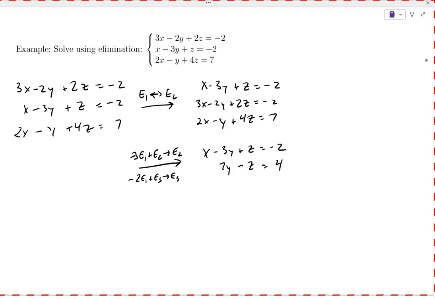Let's do the next one. Negative 2 times the x is negative 2x plus the 2x is 0. We're rigging it so that makes the x go away, right? Negative 2 times negative 3 is 6 minus 1. It should be 5y.